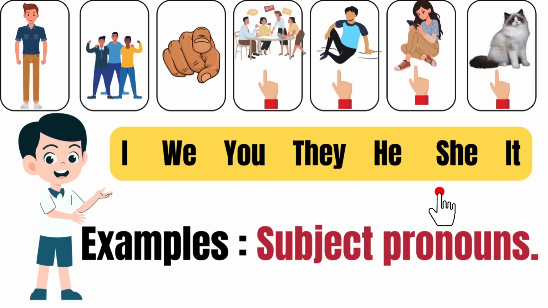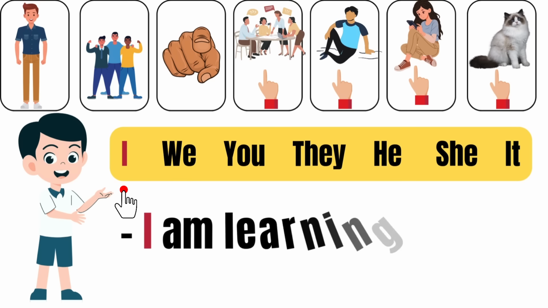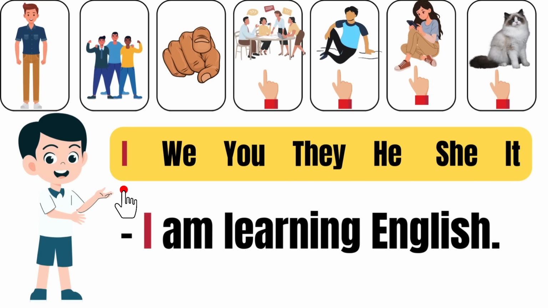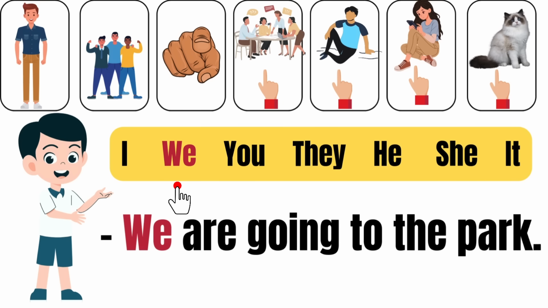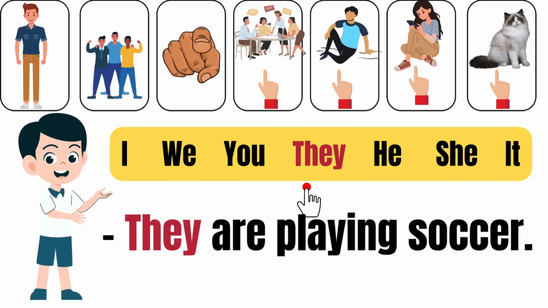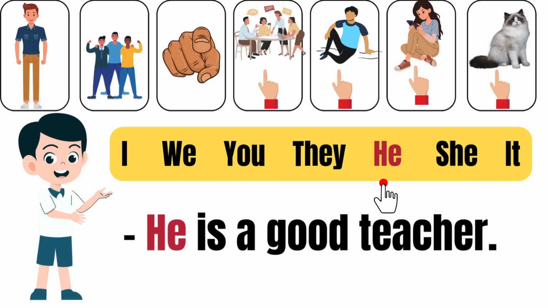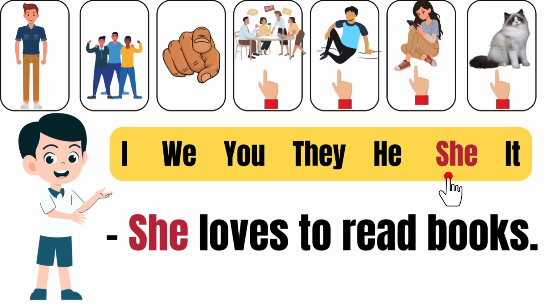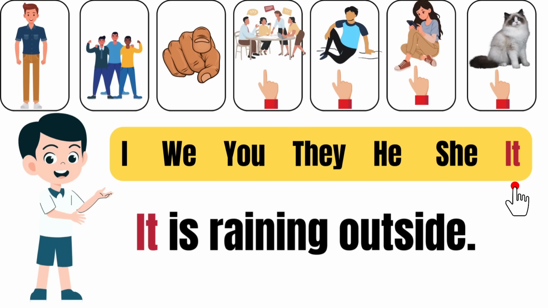Subject pronouns. Listen and practice examples one by one. I'm learning English. We are going to the park. You are my friend, as a singular. You are my friends, as a plural. They are playing soccer. He is a good teacher. She loves to read books. It is raining outside.